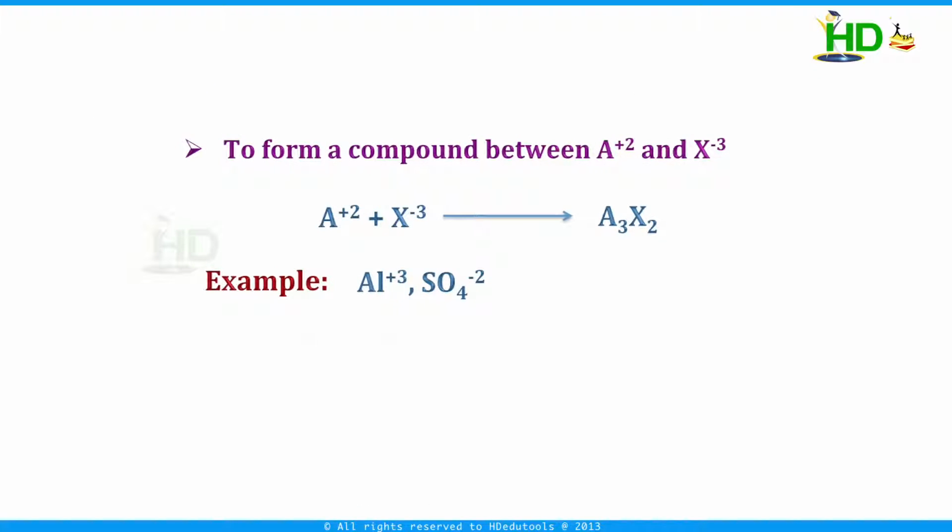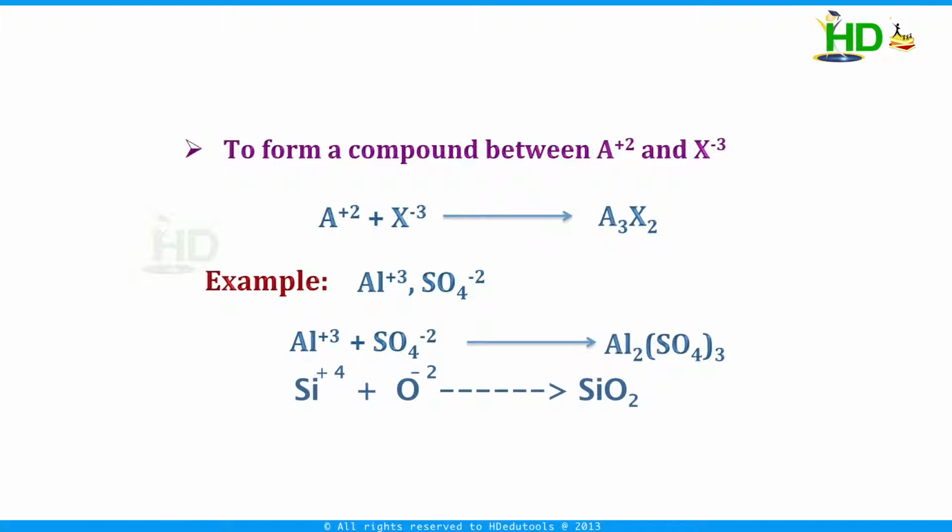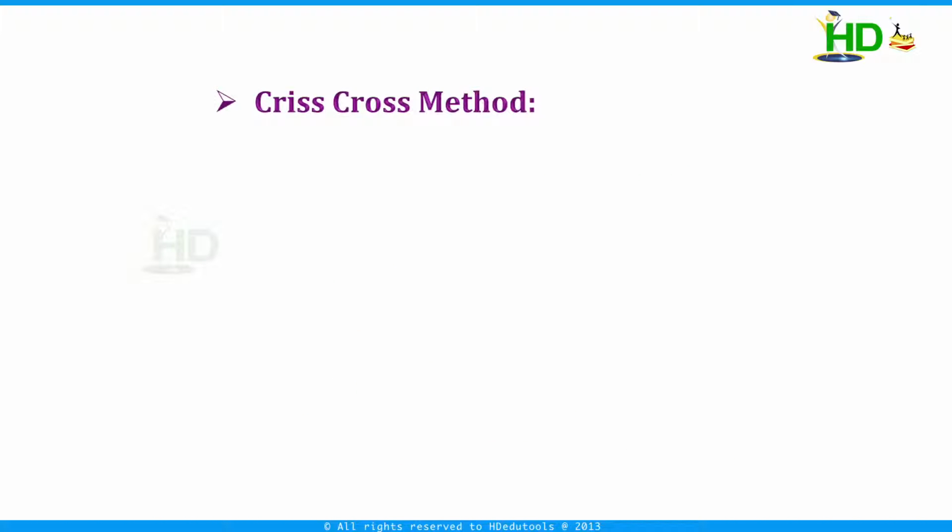For example, aluminium plus 3 combines with SO4 minus 2 to give Al2(SO4)3. Similarly, Si plus 4 combines with O minus 2 to give SiO2. Ca plus 2 combines with CO3 minus 2 to give CaCO3. These methods for writing the formula of a compound can be simplified with the help of the crisscross method.